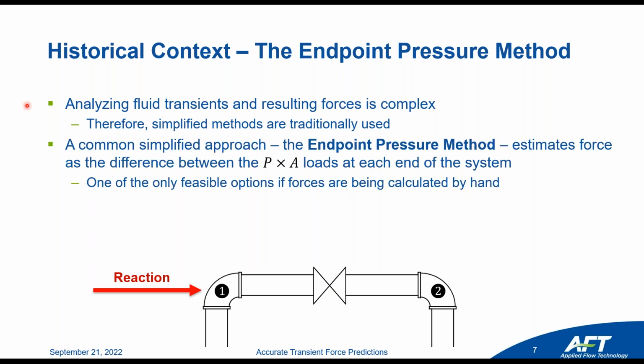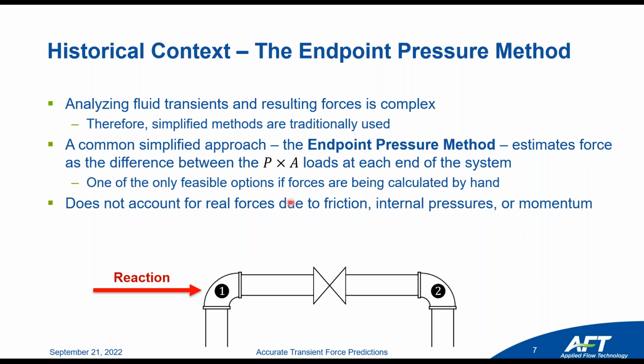Okay. So this is the endpoint pressure method. It estimates the force between location 1 and 2 by just taking the pressure times area loads at the end of the system. And again, only feasible if you're doing force calculations by hand with a slide rule, or let's say a calculator back 50 or 60 years ago. Okay. It neglects some things. There's more things in Newton's equation than just P times A.